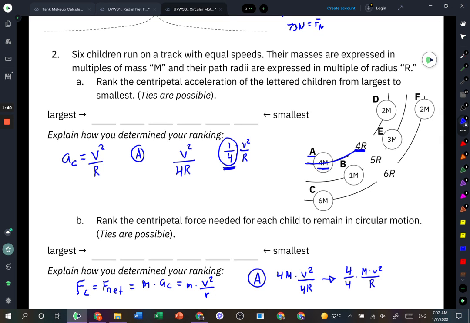Now this second term here should be the same for every single runner. What is going to be different is the prefix. This right here can also be simplified down to just 1/1 if we're rearranging our fraction. And we're just going to be comparing that prefix there when we are setting up our ranking of the centripetal force.